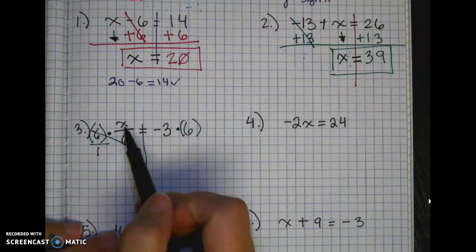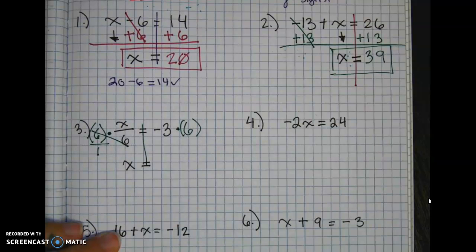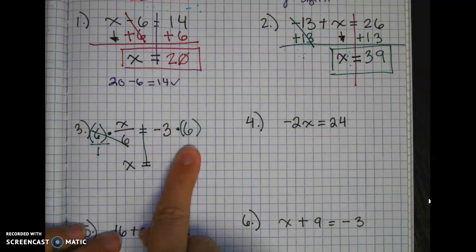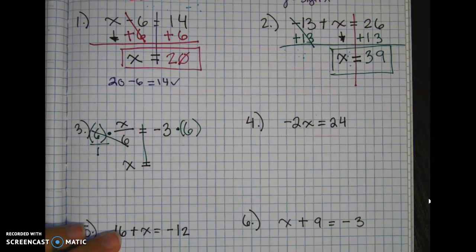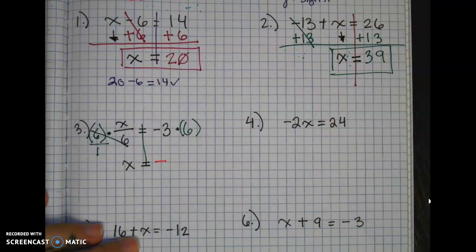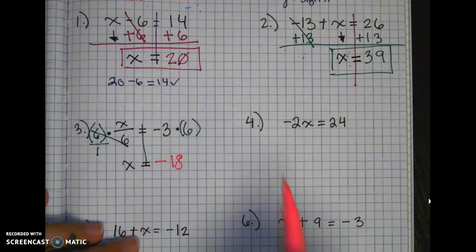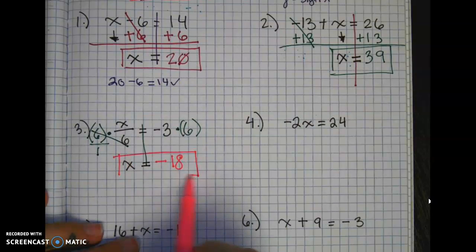So all I'm left with is x equals, and remember our rule, a negative times a positive, they're opposite signs. So I need to multiply them. I know a negative times a positive is a negative. 3 times 6 is what? 18. So now I have negative 18 as my x.